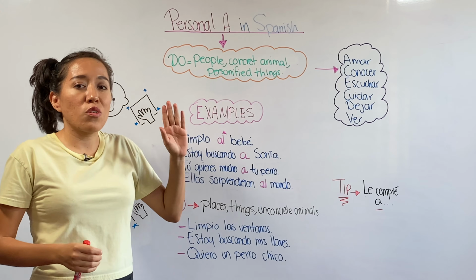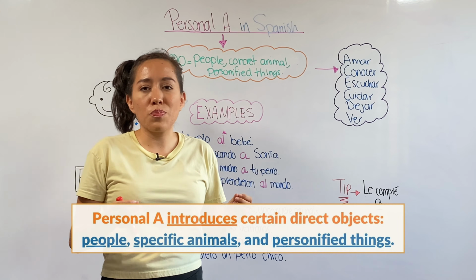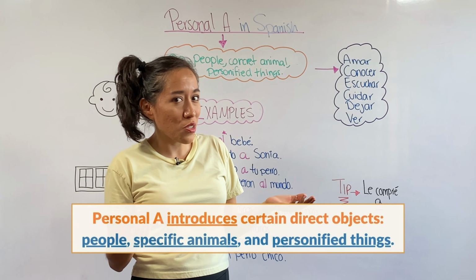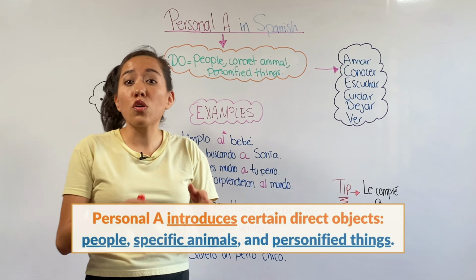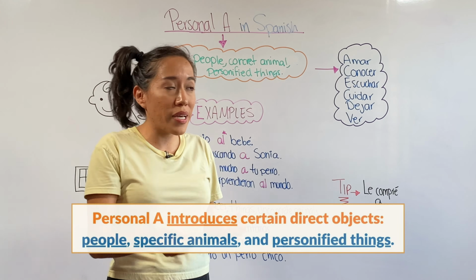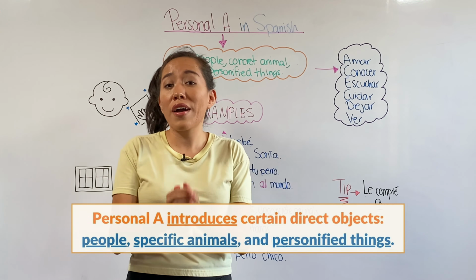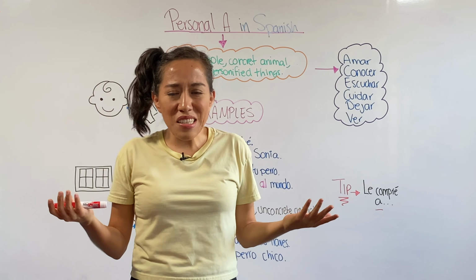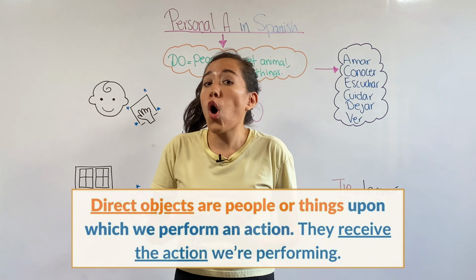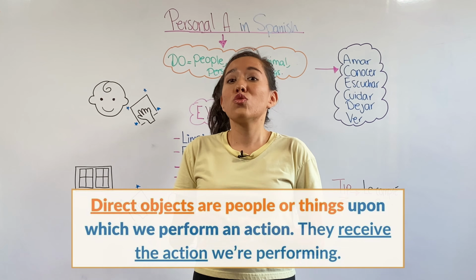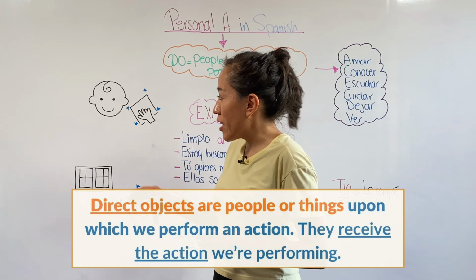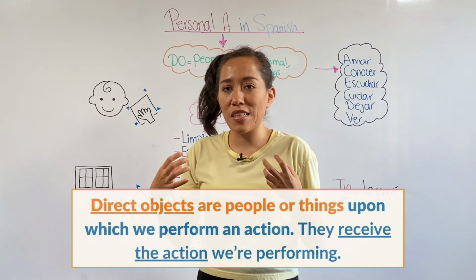We use personal a to introduce people, it's called personal, right? People, concrete animals such as your pets, or personified things. But what are direct objects? So direct objects are things to whom we do something, okay? The thing that is receiving the action.